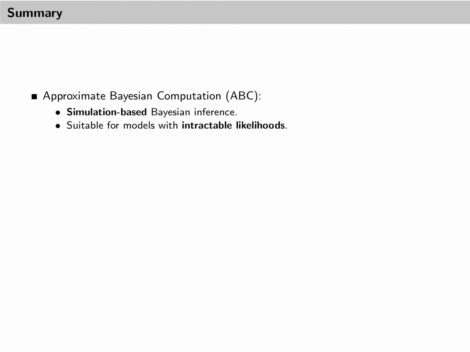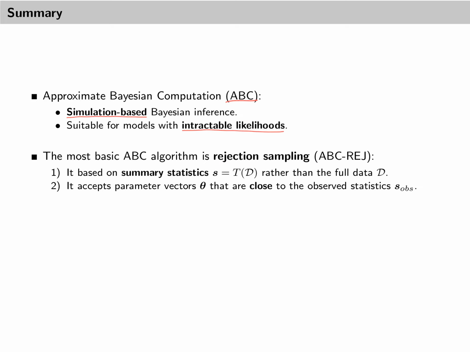Let us now summarize what we have seen today. I have given you an introduction to Approximate Bayesian Computation, or in short ABC. ABC is a class of simulation-based techniques for Bayesian inference. Because these methods are simulation-based, they are suitable for models with intractable likelihoods. The reason is simple. We never have to actually evaluate the likelihood function. The only requirement for ABC methods to work is that we can conduct simulations under the specific model.